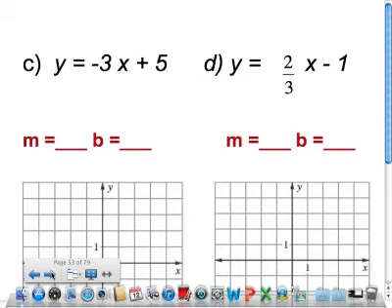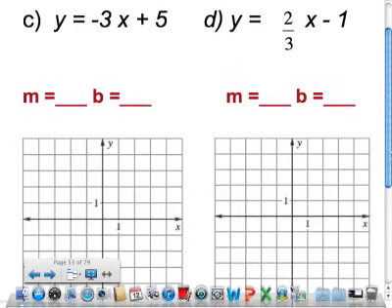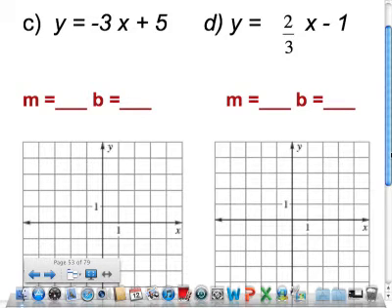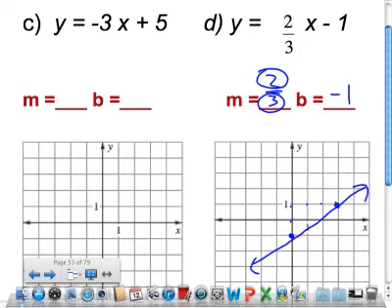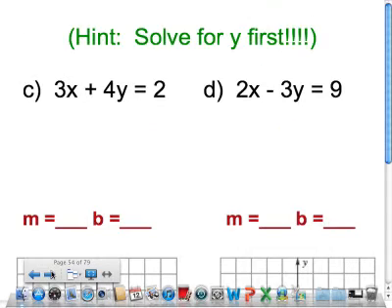I'm going to do part D because that one obviously is a little bit more tricky with a fraction for slope. So your slope is still 2 over 3. Your y-intercept now is negative 1. So you plot that negative 1 first. And then this says go up 2, right 3. So go up 1, 2, right 1, 2, 3. Plot it. And really that's all you need. You could do a couple more counts if you wanted to, but you don't have to. And there's your line. So slope-intercept form is very useful.